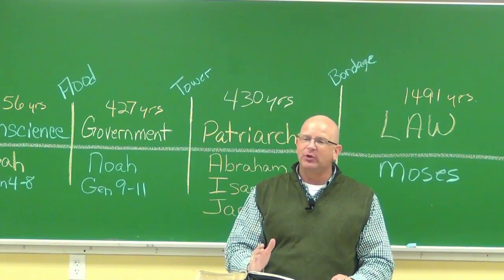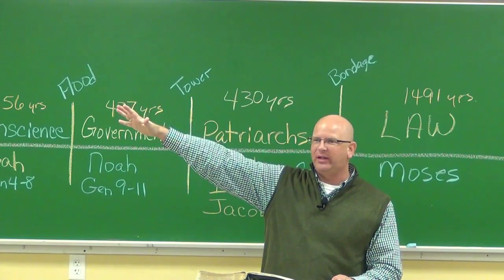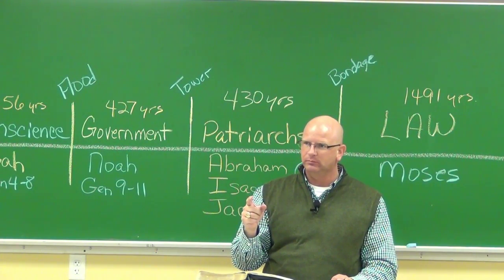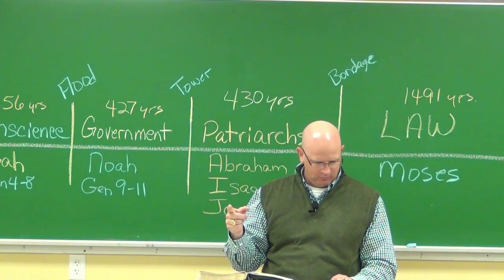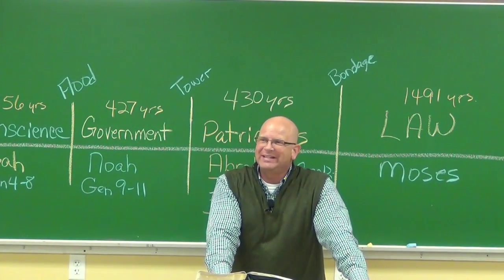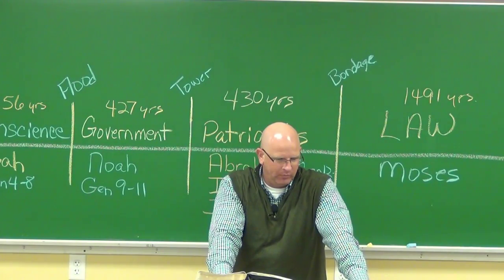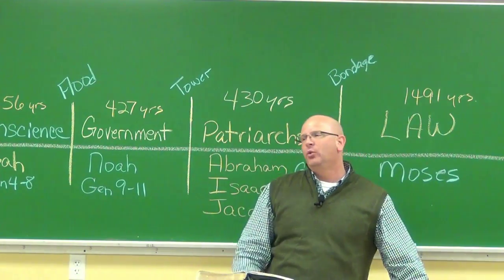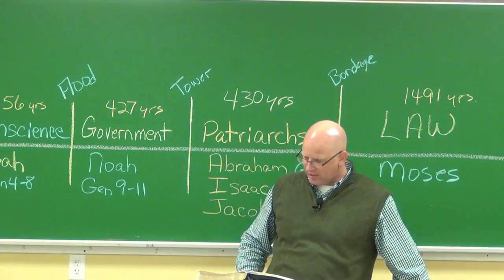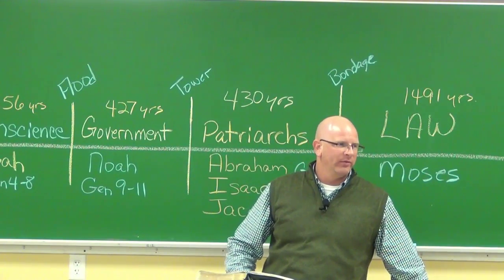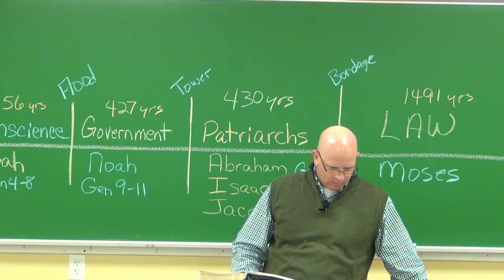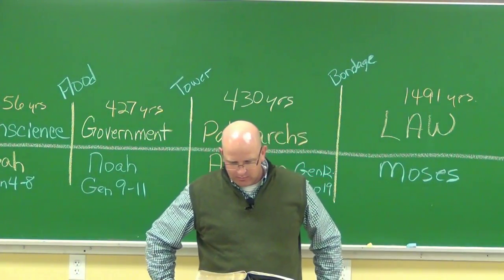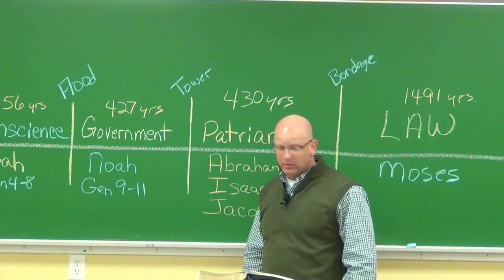Now let me give you this. From chapter 12 all the way to 50. Let me give you this real quick. Chapters 12 through 24 is the story of Abraham. Chapters 24 through 27 is the story of Isaac. Then 28 through 36 is the story of Jacob. And then 37 through 50 is the story of Joseph. And that'll carry you through the end of the book of Genesis, and that'll carry you halfway through the Old Testament.